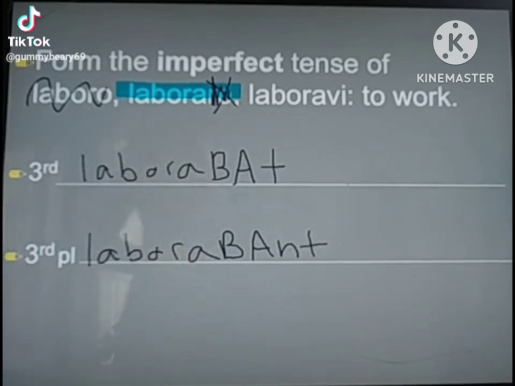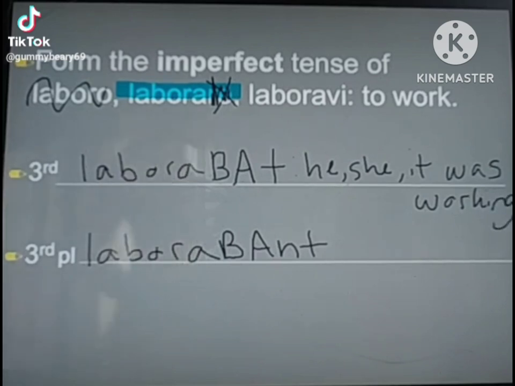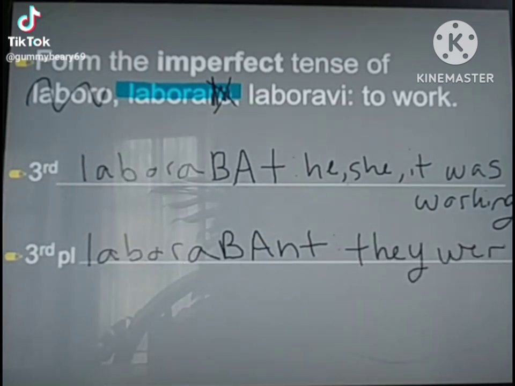We don't have a subject here, so we're going to say he, she, or it. And this verb means to work, so imperfect tense is was or were working. So I'm going to say was working. Then for my plural, since we don't have the nominative, we're going to say they were working.